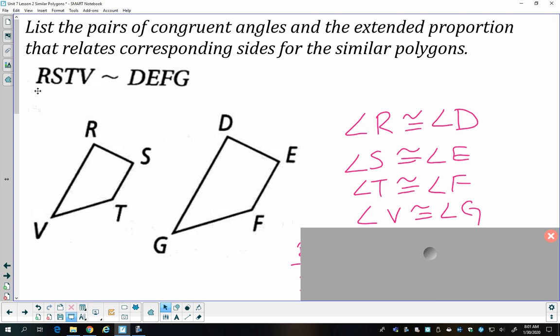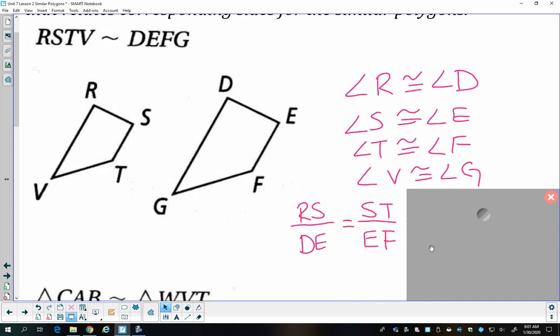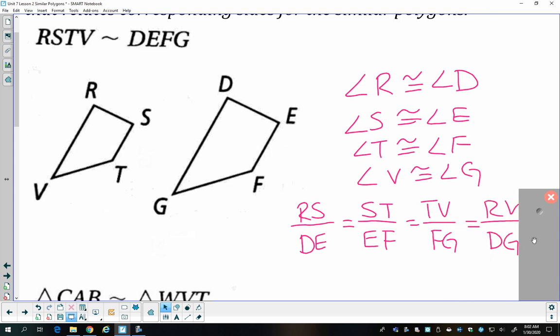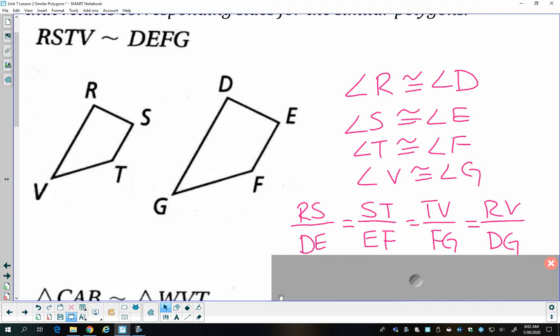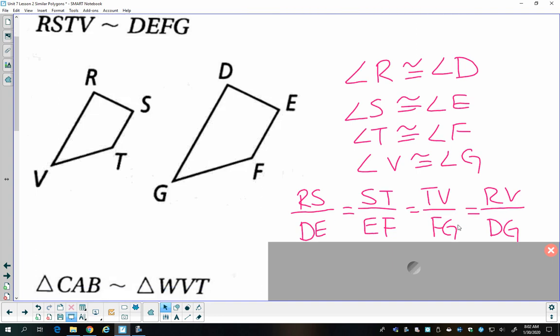And then I just put the sides that go together. I like to just put the sides from the left figure on top of the fraction. It's not wrong to do it the other way, but I like to be consistent. So this polygon's name is first, so I'm going to put the sides from this polygon on top of the fraction. So RS goes with DE, and ST goes with EF, and TV goes with FG, and RV goes with DG. And so again, all of those fractions, if we knew how long the sides were, would reduce to be the same value.